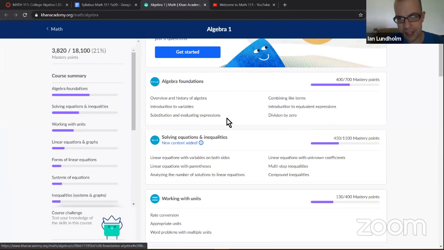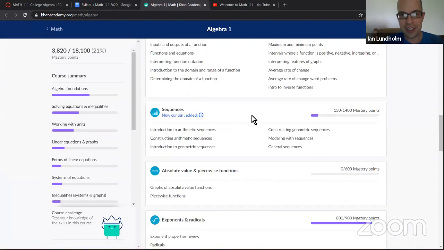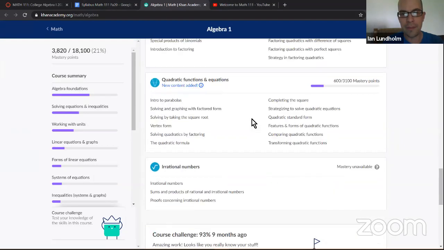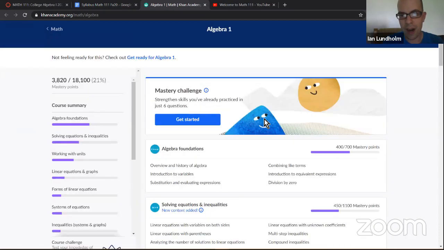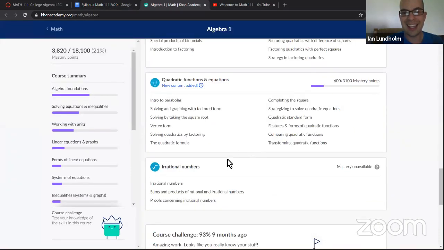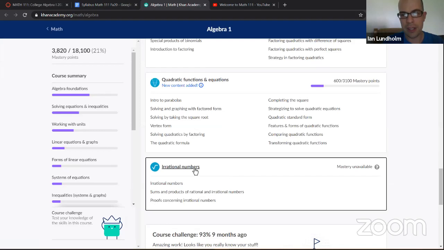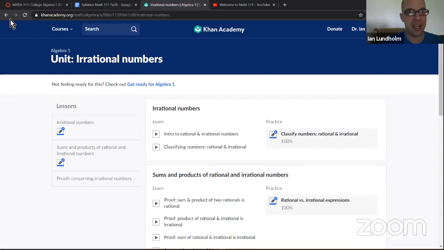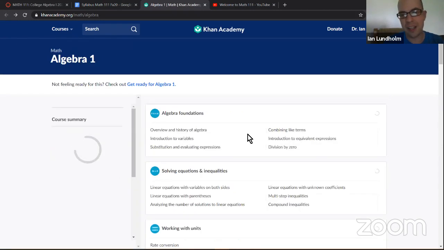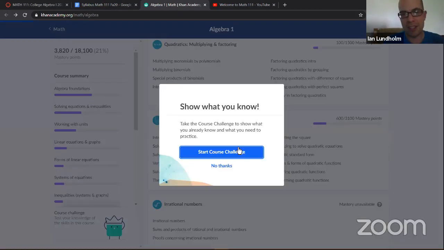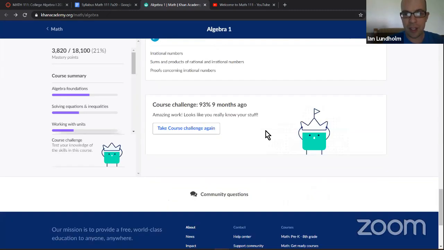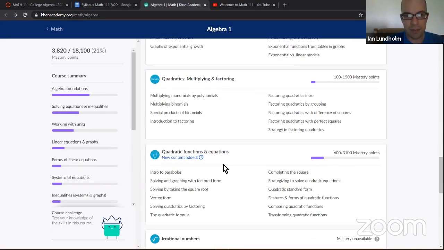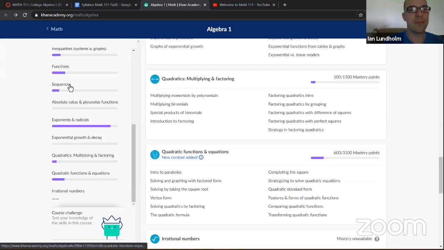So this box is a unit, this box is a unit. There are 14 of these different topics in our algebra course. This last one, irrational numbers, is just 2 little sections, 2 little skills of practice, so don't worry about that one. That one doesn't have a unit test or anything like that. It's just all of these ones that have the bars.